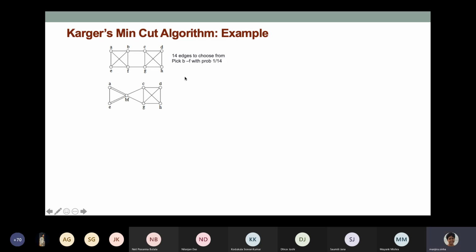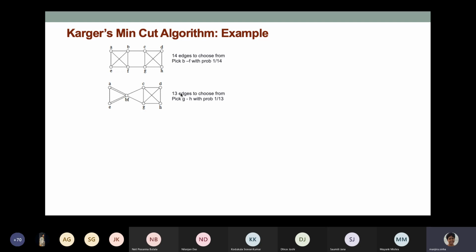Now if I take out this edge, what happens? Think that you have a string, and at the ends of the string there are two balls. So you pull out the string. What will happen? These two balls will collapse on each other, right? The same thing is happening in this algorithm. If I take out the edge, B and F will be collapsed into a single node, which I now call the node BF. Okay. So now we have 13 edges.